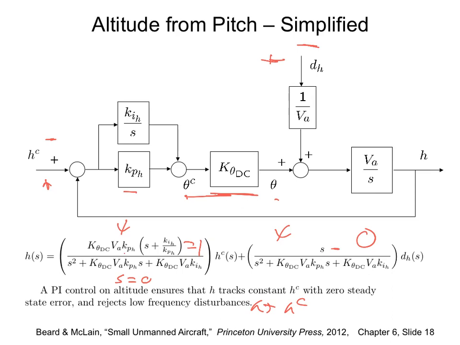So the PI control on altitude ensures that h tracks height commanded with 0 steady state error and rejects low frequency disturbances. Now the next step is how we choose this, which is coming from the previous block. We have to choose Kph and Kih. Compare the coefficients of the desired characteristic equation to this, and then you will get the coefficients and the gains.